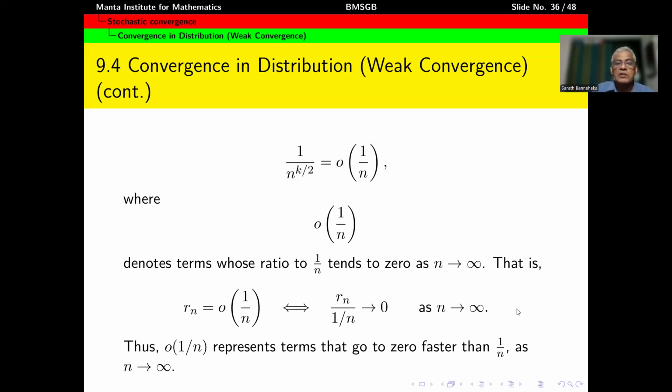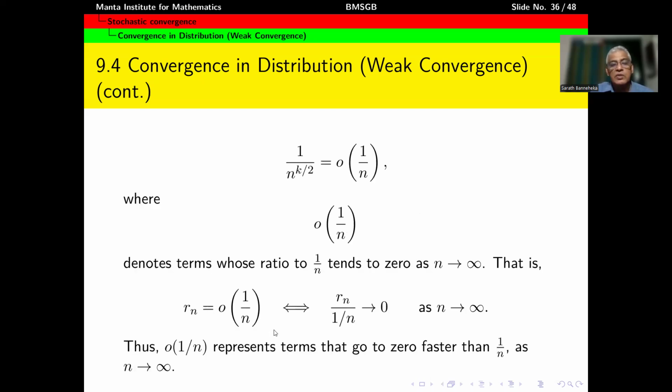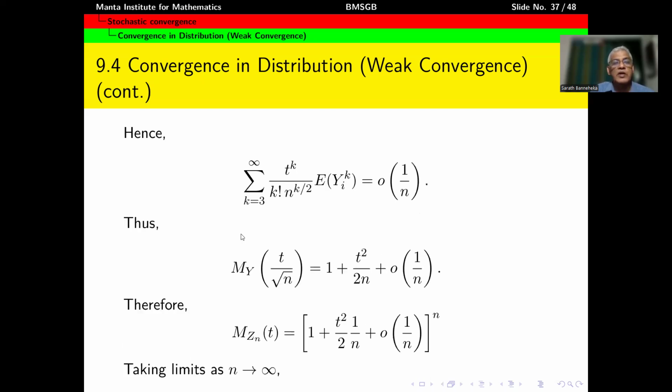That means, whatever the terms here, for example, suppose that term is denoted by Rn. So we are writing this quantity here. Suppose that is Rn. So Rn divided by 1 over n will go to 0 as n goes to infinity. That's another way of expressing this little o notation, right? Therefore, this whole thing is going to 0 faster than 1 over n as n goes to infinity. Therefore, this whole thing can be written as a little o within bracket 1 over n.